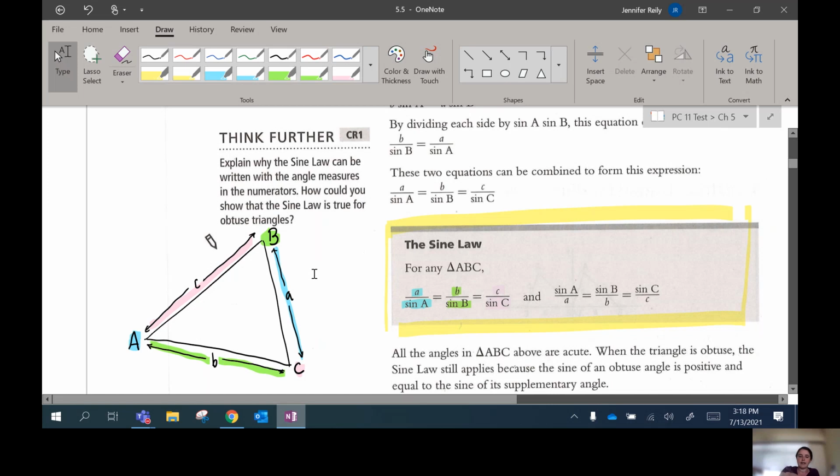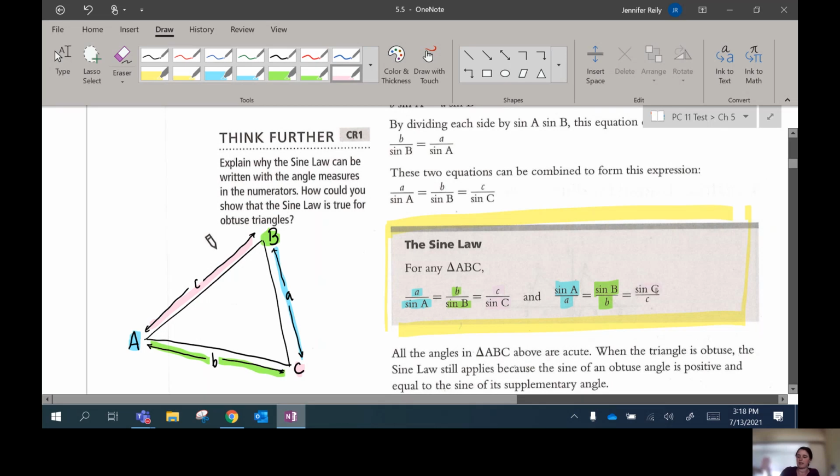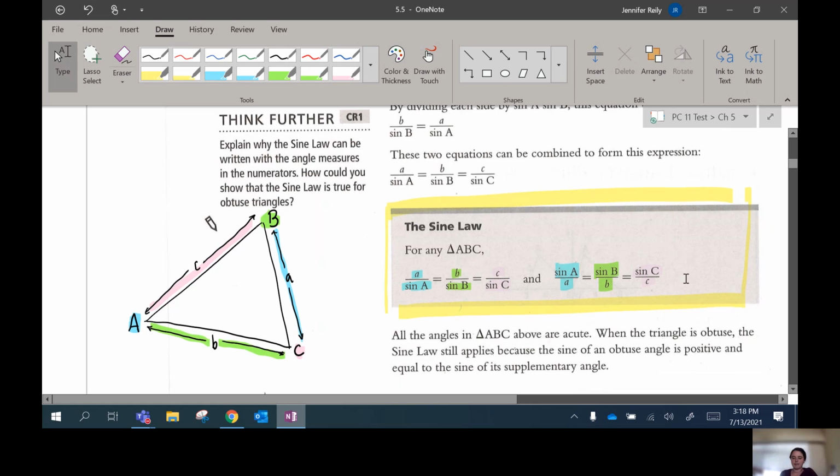You can also flip it around and say sine A divided by little a is equal to sine B divided by little b, and that's equal to sine C divided by little c. It actually doesn't matter which way you use it. It's the same thing. Okay, great. So that's the sine law. We're now going to apply it to some scenarios.